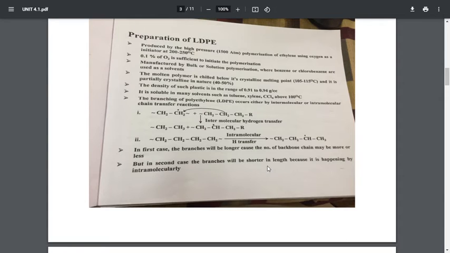In the second, the branches will be shorter in length because it is happening by intramolecularity. So naturally, in this case, there are four, so there will be four in the backbone only. So the branch won't be that large. The branches will be fixed, meaning four carbon atoms in the backbone. But here it could be five, six, seven, anything.